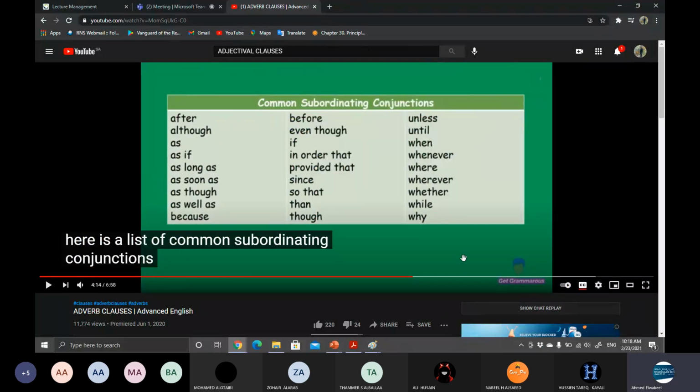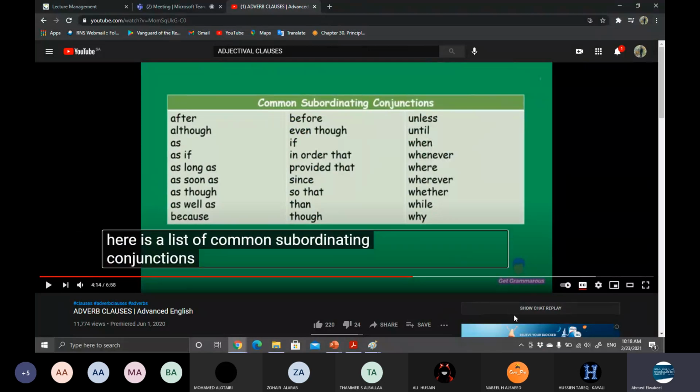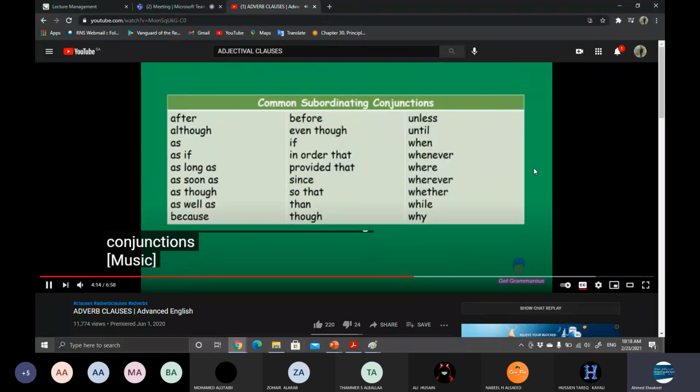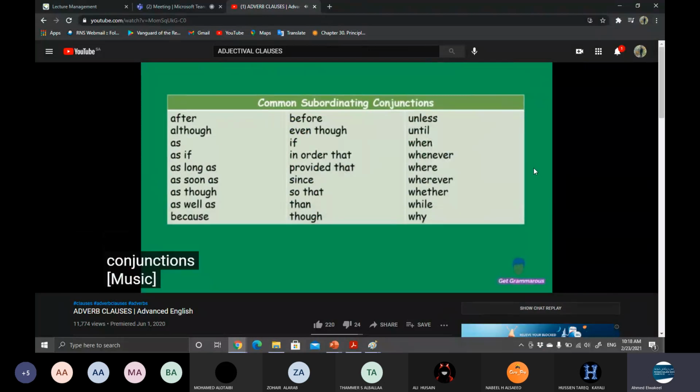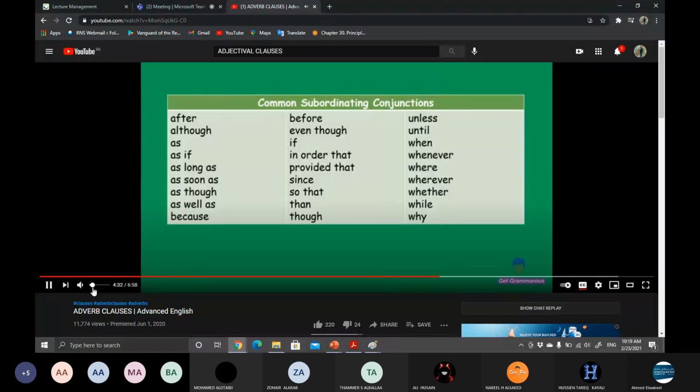In addition to them, you will add the relative pronouns: who, which, that, where, whose. All of them make the subordinating conjunction, meaning that they are making a subordinating clause, the one that cannot stand alone. So it's a good idea to take a screenshot of them so that you can write them.